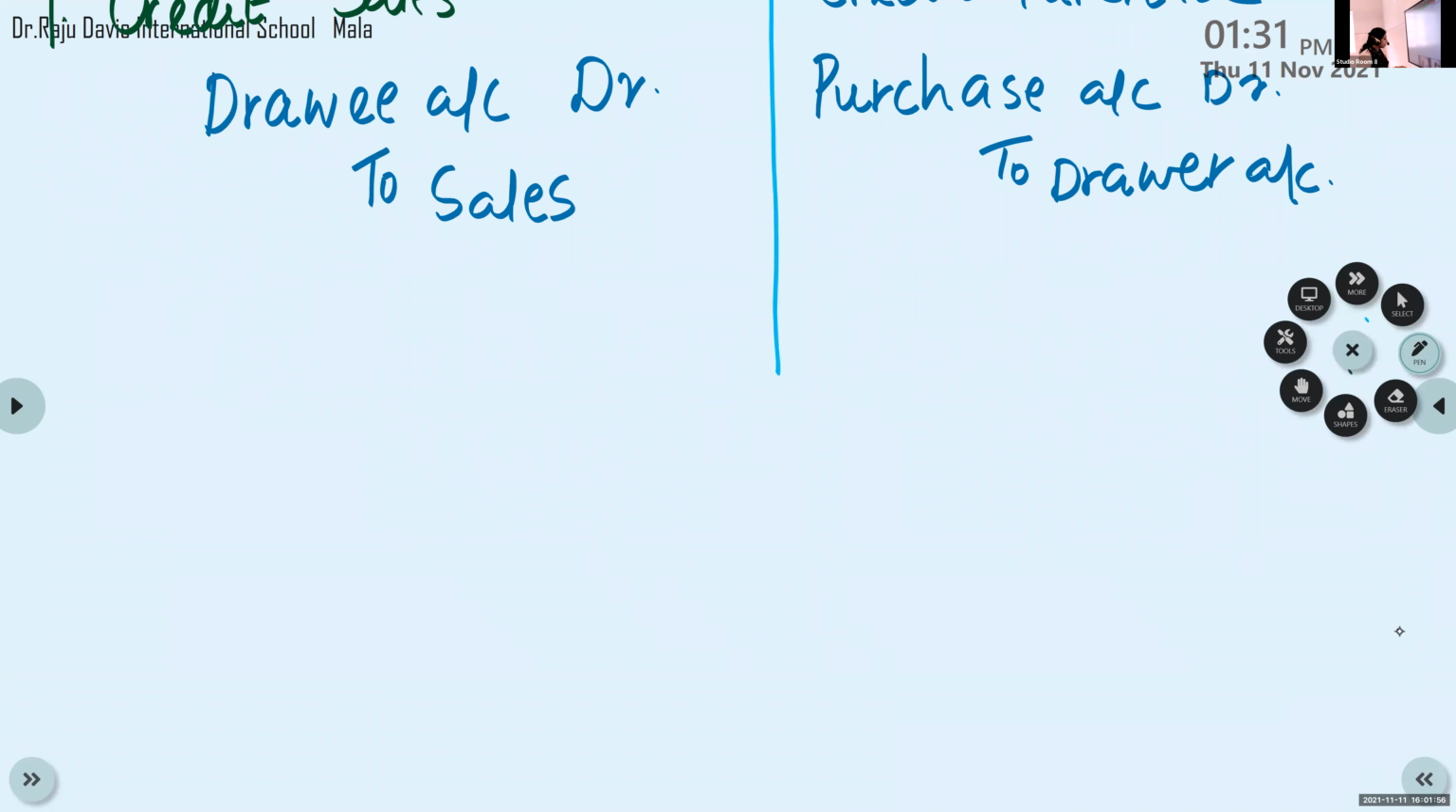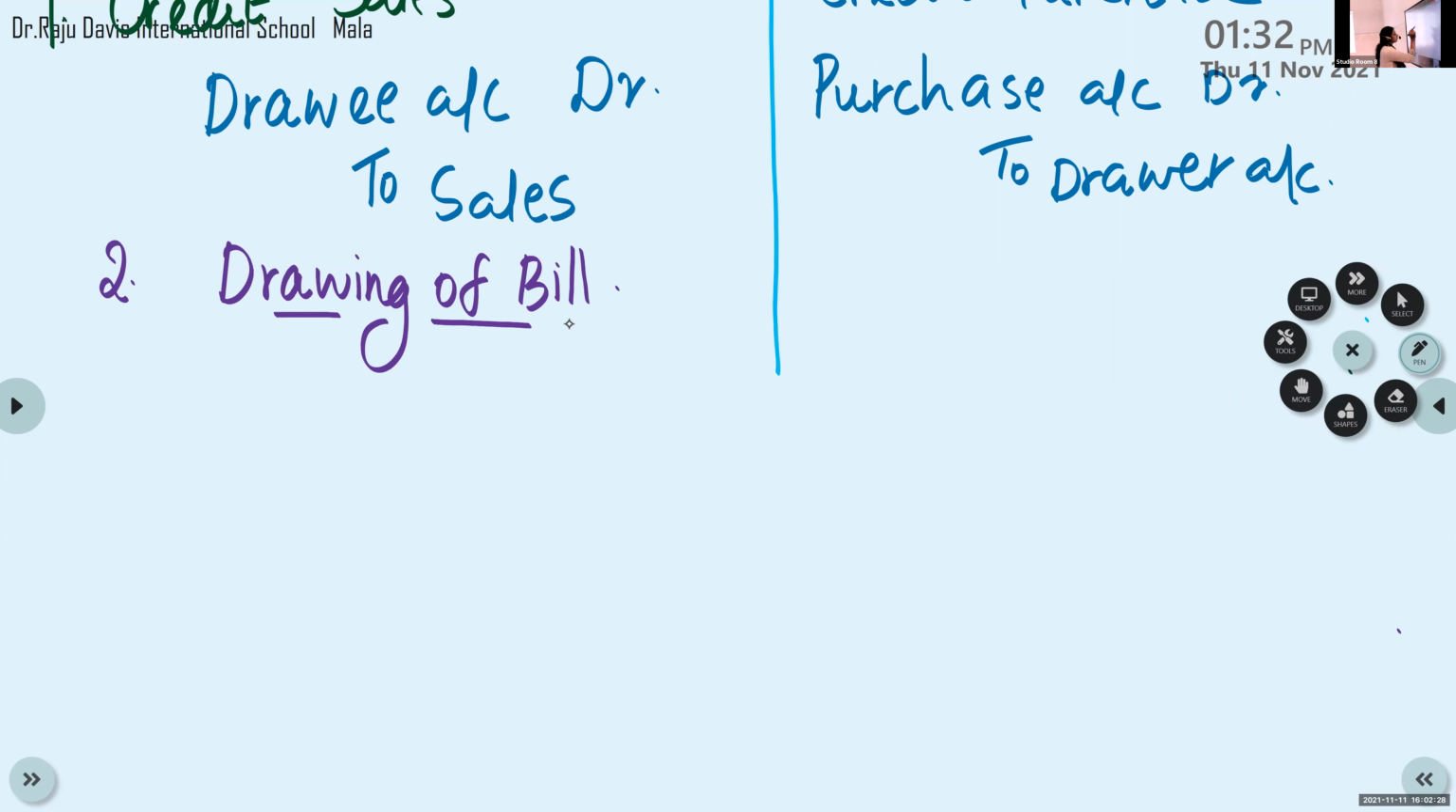Now, what is the next transaction? What is the case? Akshay, what is it related to? Drawing of bill. First, we made the sales. Sales took place. Then the next thing is drawing of bill for drawer, and for drawee it is accepting the bill.